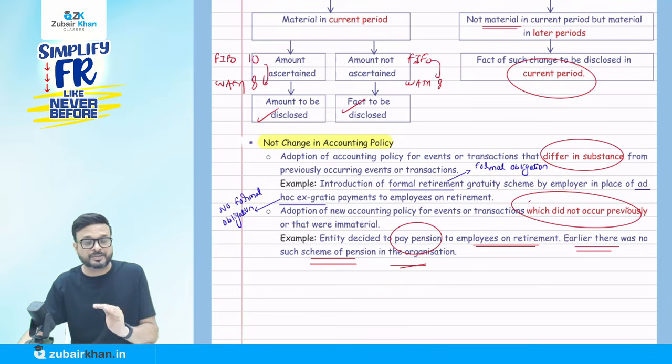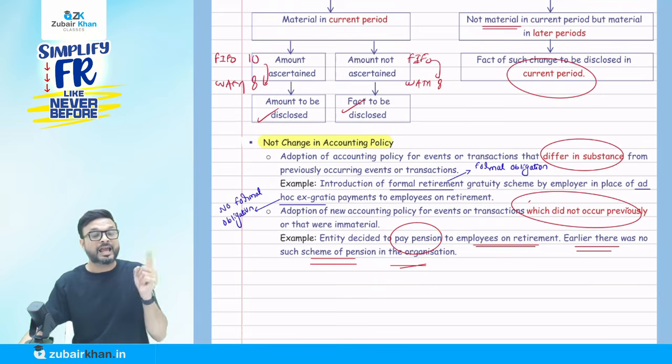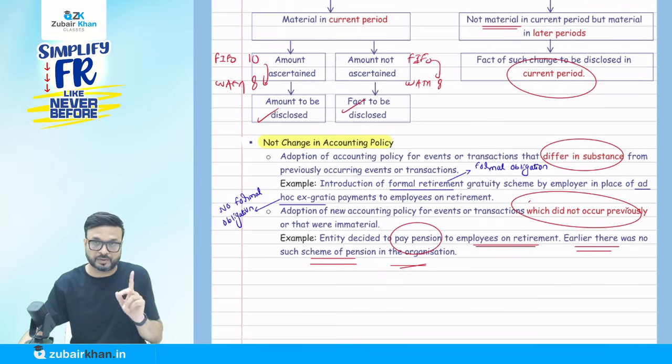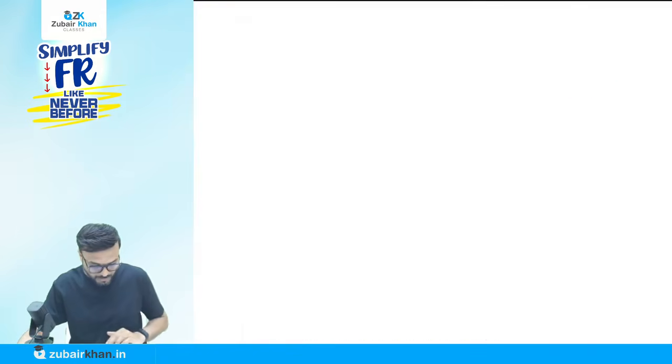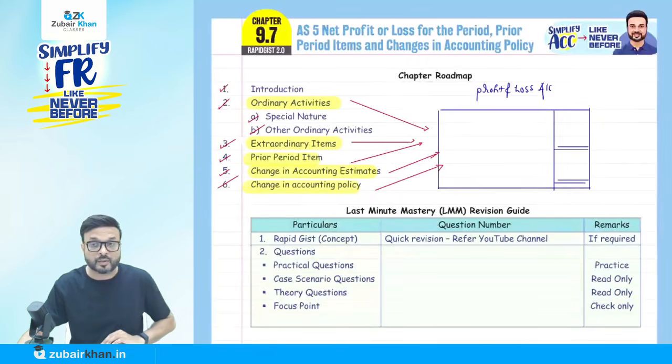So a difference in substance is not a change in accounting policy, and introducing a new accounting policy is also not a change in accounting policy. Remember these two examples: from no formal obligation to formal obligation, or introducing a new policy which was not there earlier. That is also not a change in accounting policy. Basically, it is the introduction of a new accounting policy. Okay, so this is all about Accounting Standard 5.